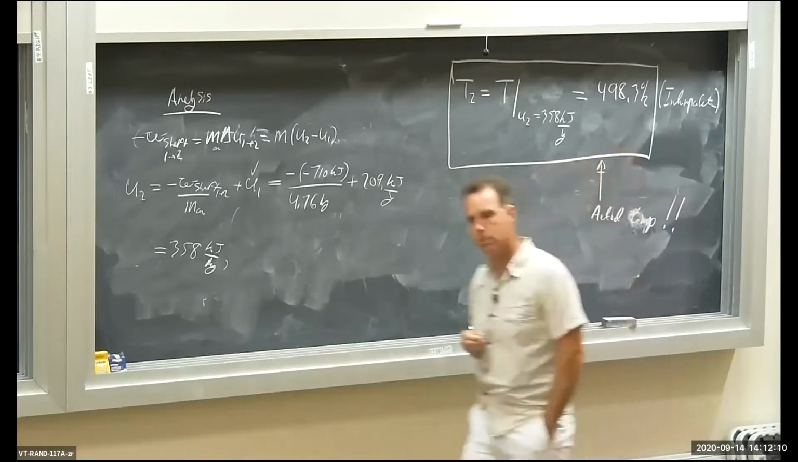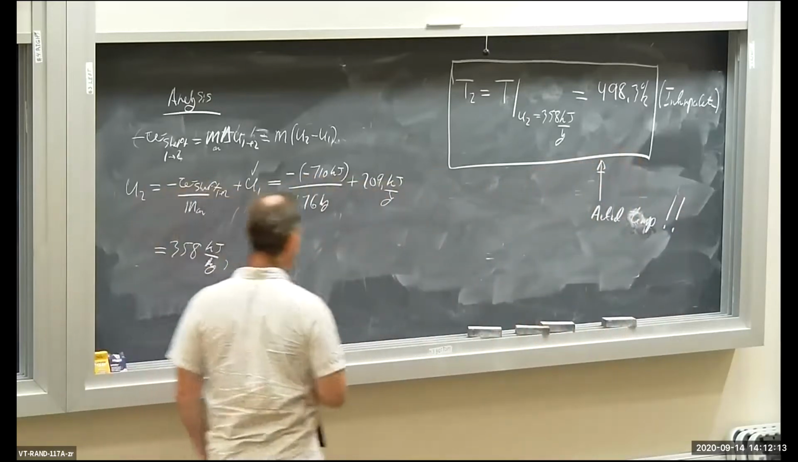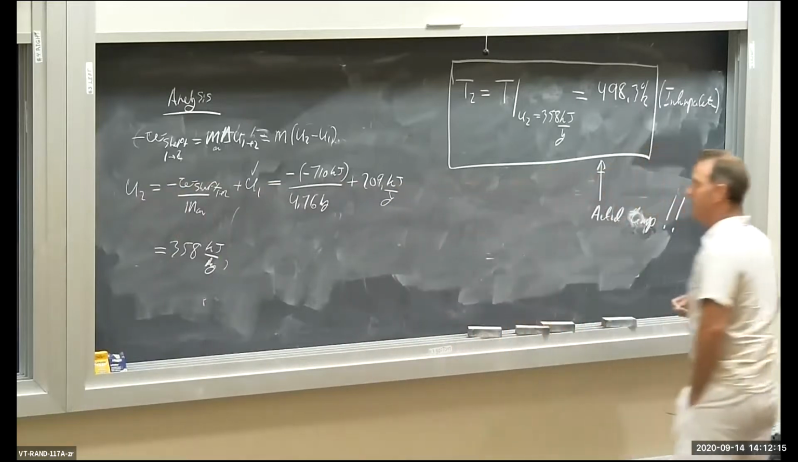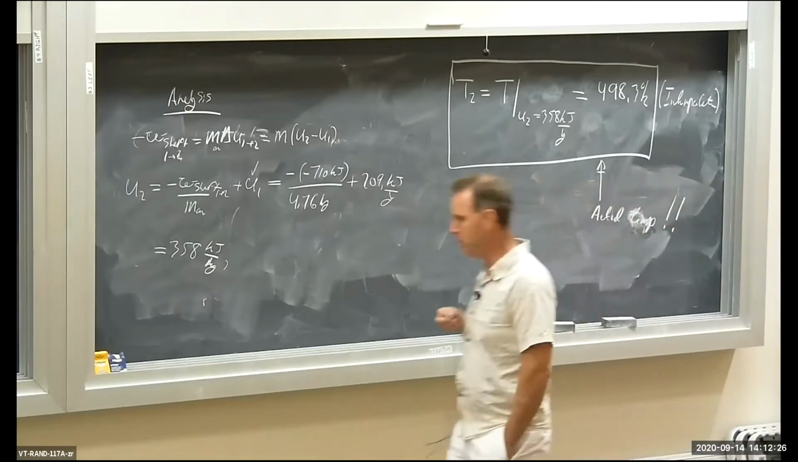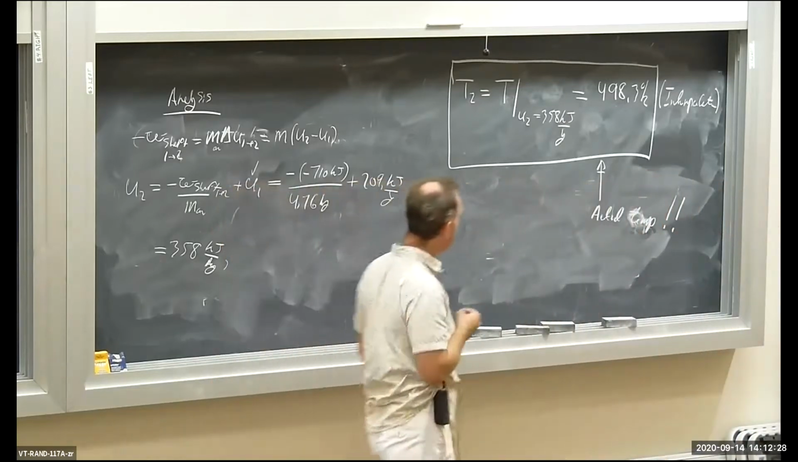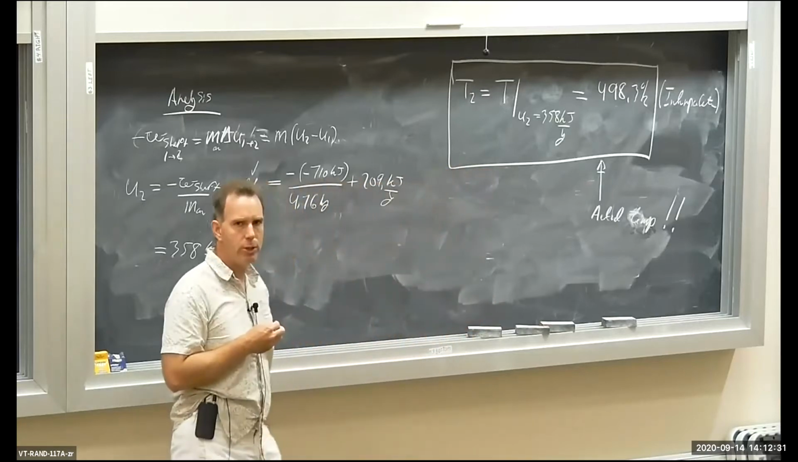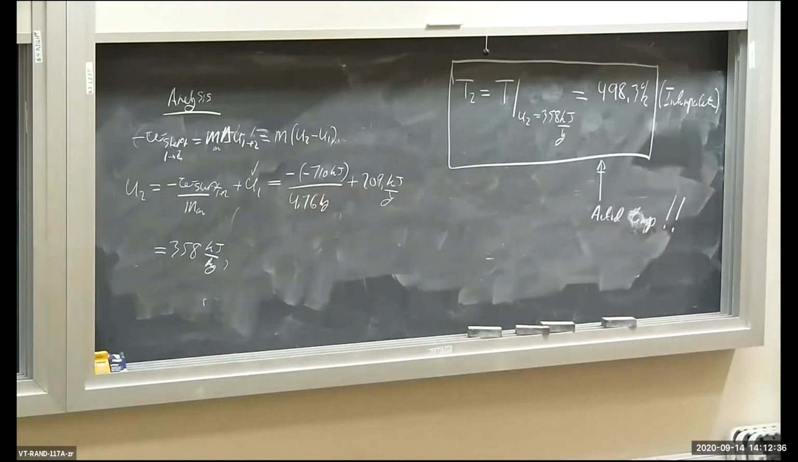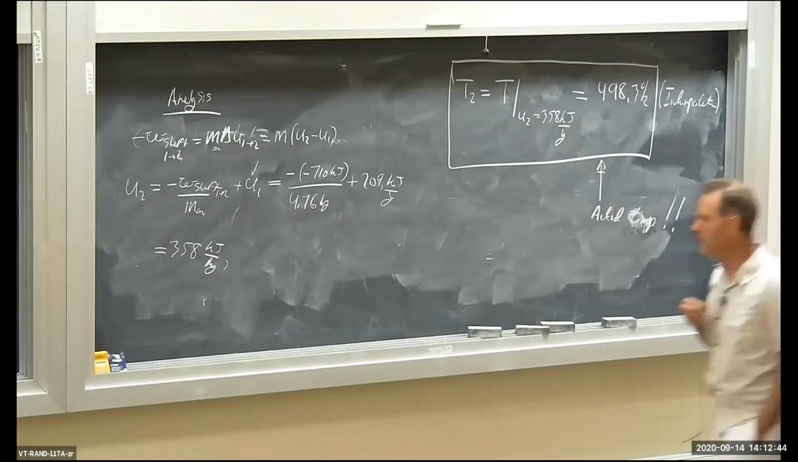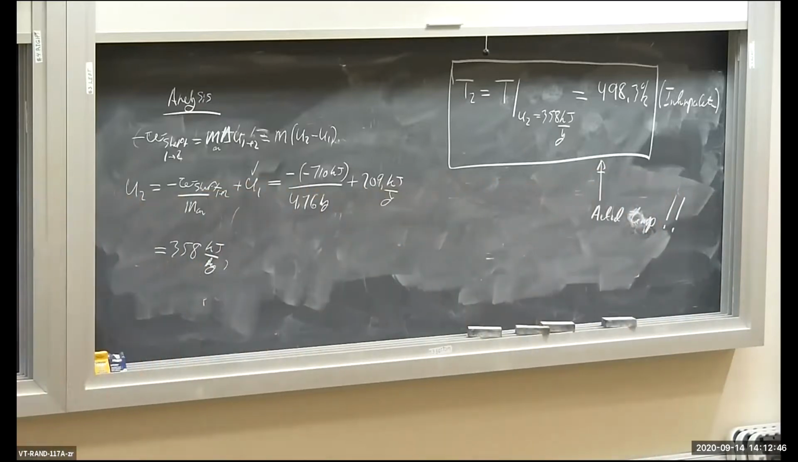Actual temperature using the true specific heat, the true internal energies, variable specific heat, not constant specific heat. Constant specific heat calculations are approximations. We got pretty good, 500 for constant specific heat, 498 for variable. If we would have chosen a specific heat evaluated at 400 degrees Kelvin instead of 300, we would have gotten a value probably closer to this, okay? A lot closer to 498. All right, ladies and gentlemen, let's take a pause here and we'll do one more problem.